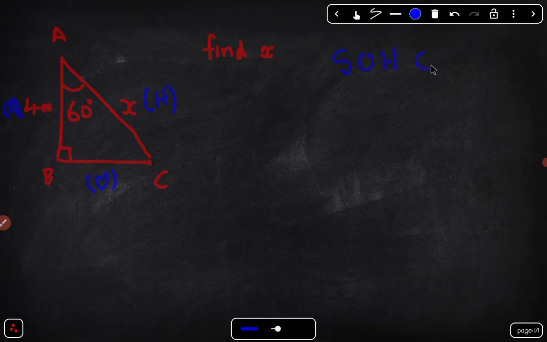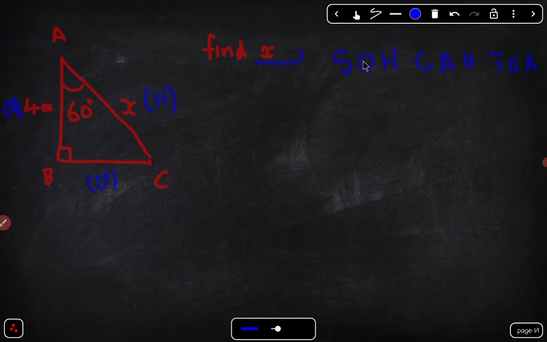Okay, you need to know which trigonometric ratio you should use. So how do you tell which trigonometric ratio you should use here? First of all, you look at what you are finding. You are finding X. X is on what? Hypotenuse.